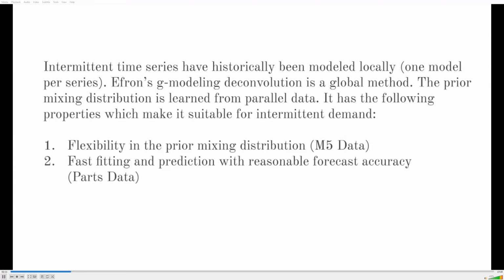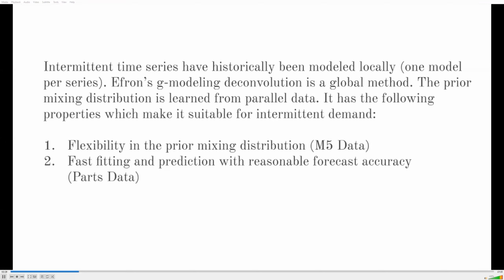So companies normally have a large number of time series, parallel time series of intermittent demand. So the first thing that came to mind was, well, could we use this parallel data to inform a prior mixing distribution? So that was the first question.